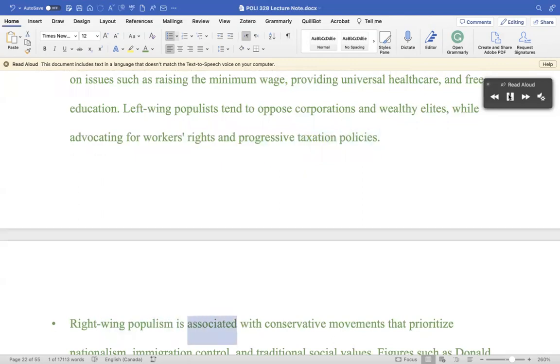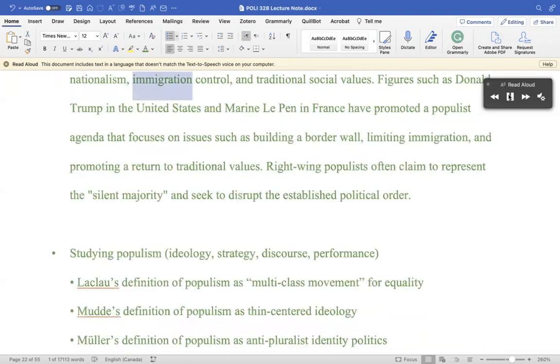Right-wing populism is associated with conservative movements that prioritize nationalism, immigration control, and traditional social values. Figures such as Donald Trump in the United States and Marine Le Pen in France have promoted a populist agenda that focuses on issues such as building a border wall, limiting immigration, and promoting a return to traditional values. Right-wing populists often claim to represent the silent majority and seek to disrupt the established political order.